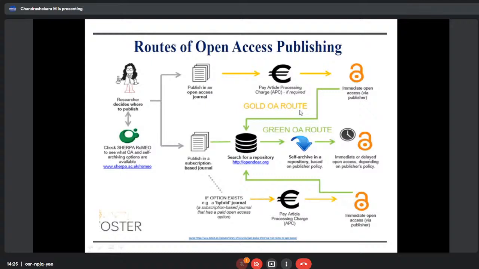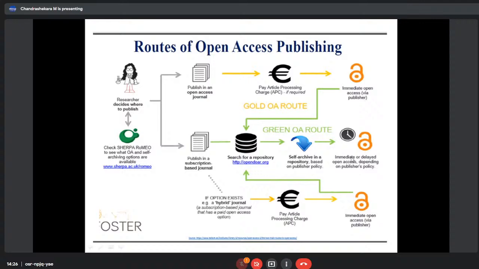Otherwise, publish in a subscription-based journal and then search for a repository, because in that repository you can also publish. This is another route, called the green route. Journals we can search in SHERPA/RoMEO, and for repositories, OpenDOAR.org is there. There are many available, and you have to decide which one is good. Self-archiving in a repository is based on the publisher's policy, with immediate or delayed open access depending on that policy. Sometimes they publish immediately, and sometimes they take time.